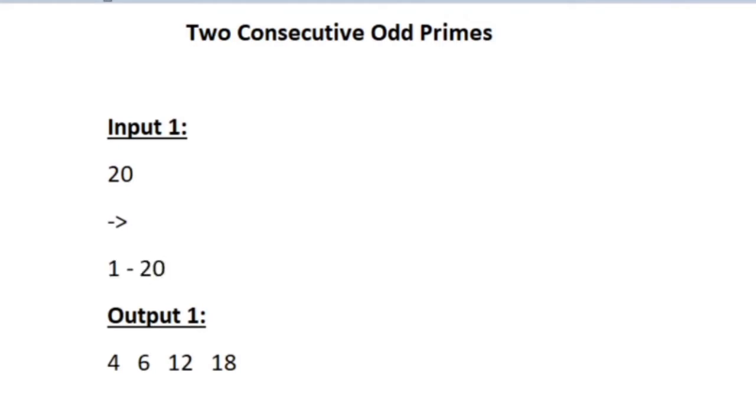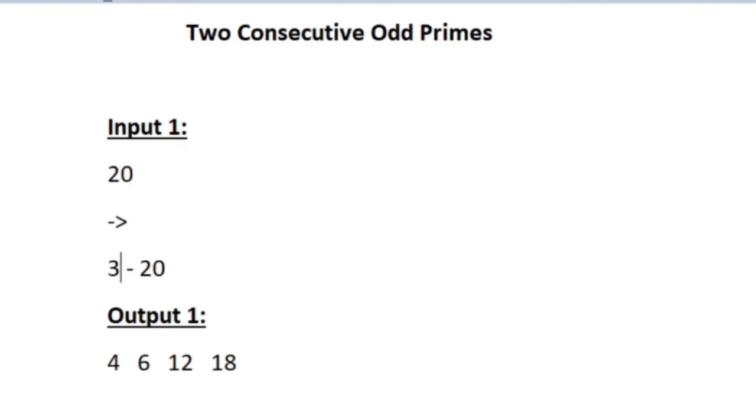But the smallest prime number is the integer 2. But 2 is an even number. So the smallest odd prime number is the integer 3. So instead of checking in the range 1 to 20, we will be checking from the range 3 to 20. So we will be checking for all the integers in the range 3 to 20 whether it is possible to print that integer or not.